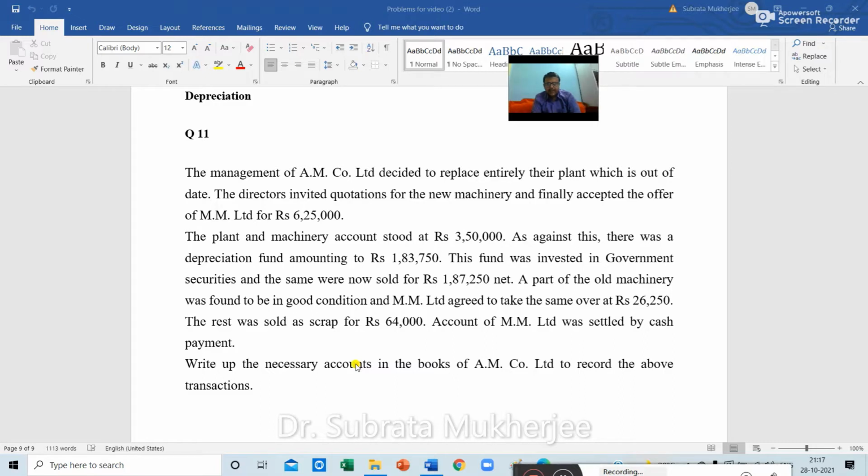This fund was invested in government securities and the same were now sold for rupees 1,87,250 net. A part of the old machinery was found to be in good condition and MM Limited agreed to take the same over at rupees 26,250. The rest was sold as scrap for rupees 64,000. Account of MM Limited was settled by cash payment. Write up the necessary accounts in the books of AM Company Limited to record the above transactions.